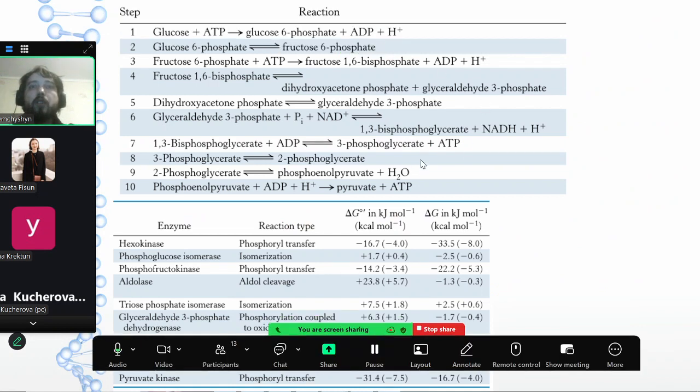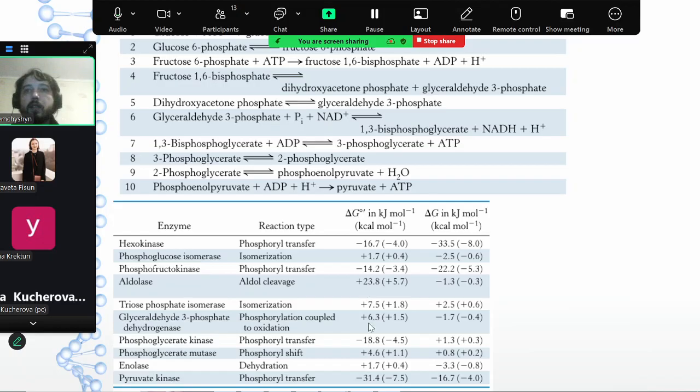Here is just once more an overview of the glycolysis, so all the 10 reactions that we had in our scheme, and here's some information on the delta G naught for different reactions. You may notice this prime here. That's basically all the conditions that we had for G naught plus pH should be 7. So if you see naught and this prime, it means that you have that pressure, temperature, concentration, and so forth, and an additional condition that pH should be 7.